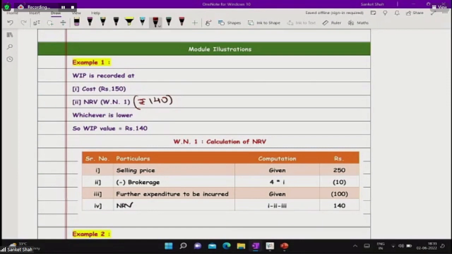Okay, so this was a very easy question. So this further expenditure, you can write it by red pen. When you solve it, write it by red pen, that further expenditure. Okay, so further expenditure, you can write it by red pen.